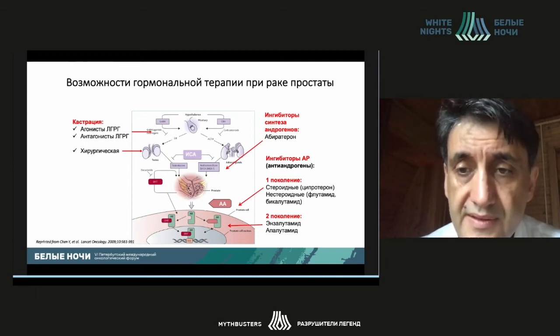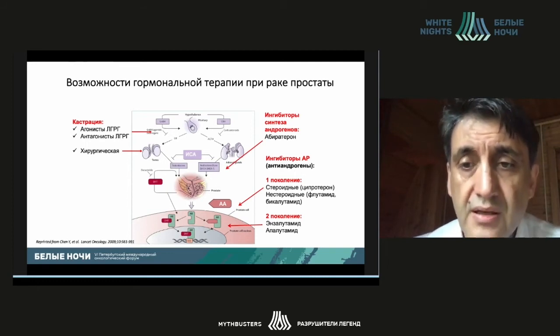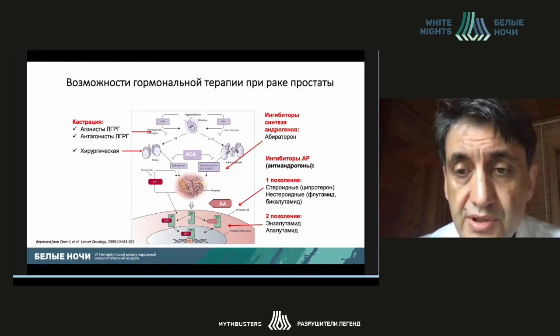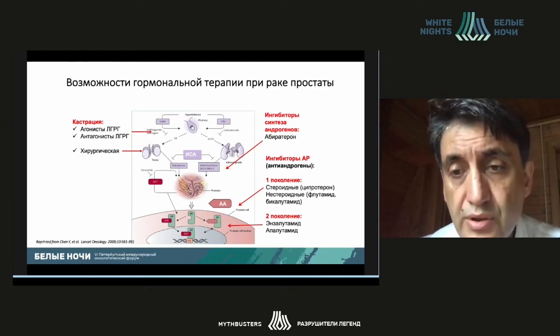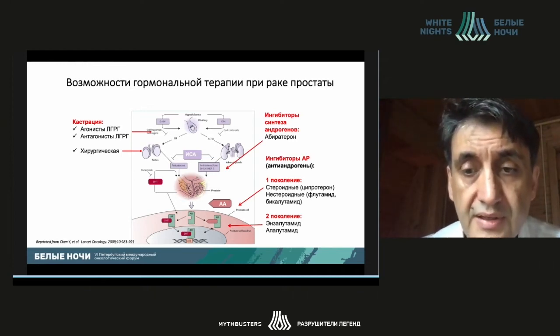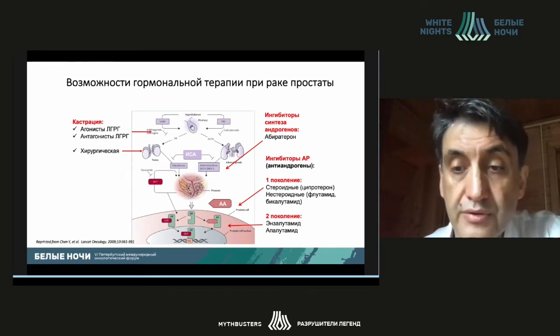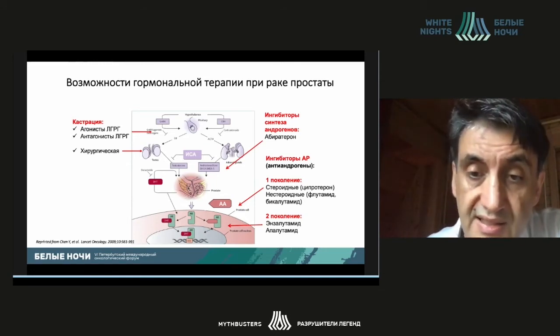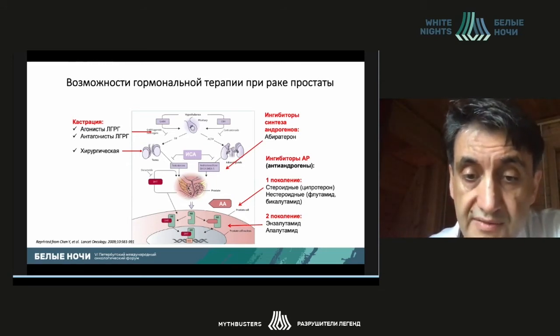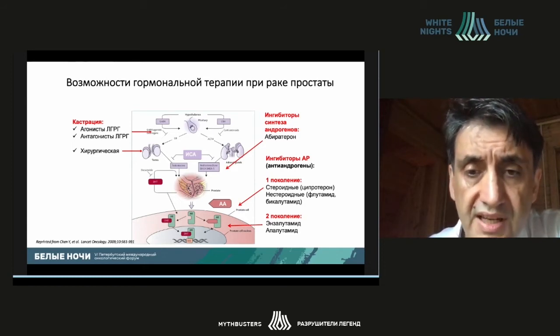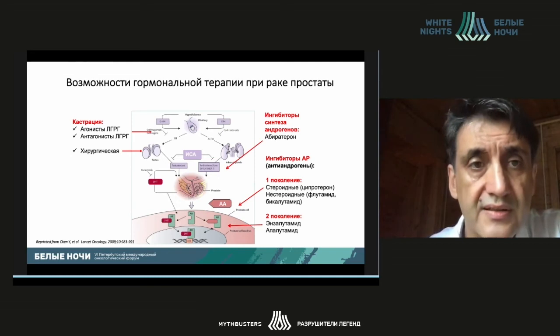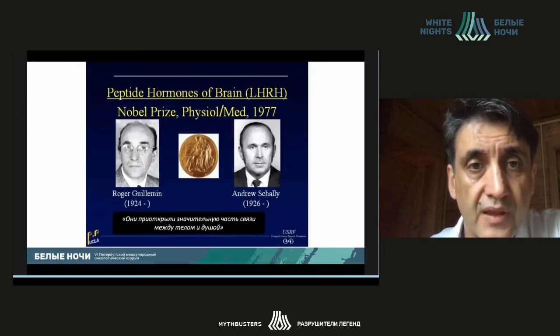and of course, inhibitors of the androgen receptor, the most interesting drugs, which we divide into steroid and non-steroid drugs of the first generation and of the second generation, which not only block androgen receptors, but also block the stage of translocation of the androgen receptor into the nucleus and its association with DNA in the nucleus for the beginning of transcription.